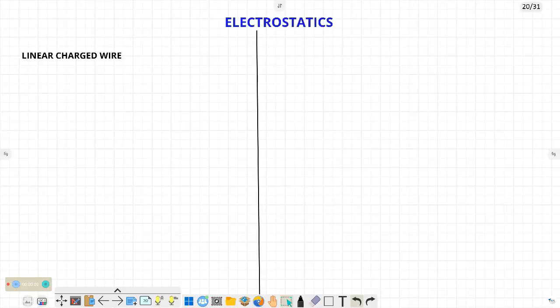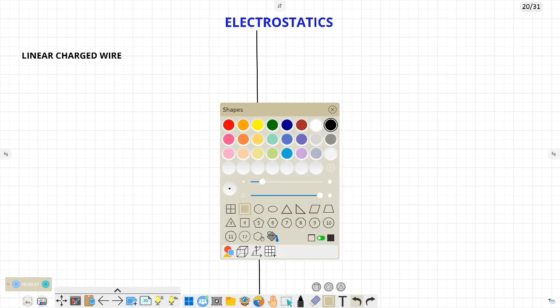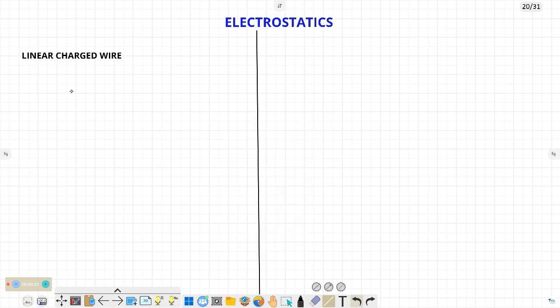Hello students, in this class we are going to discuss some more applications of potential due to charged bodies. The first one we are going to discuss today is a linear charged wire of infinite length. Now consider a wire of infinite length which carries charge. So this is the wire we have chosen, of infinite length.